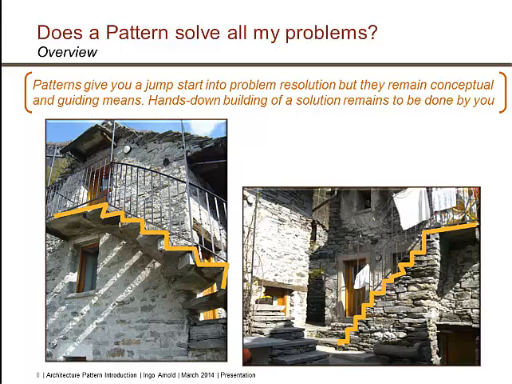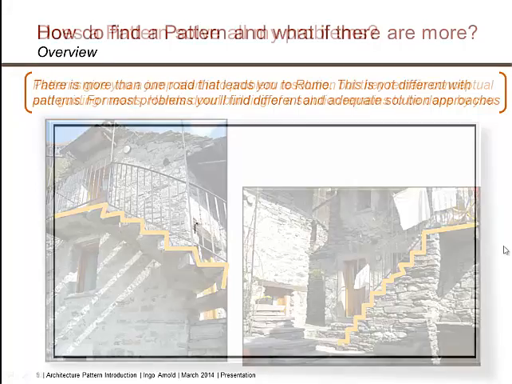Now we have understood that patterns are concepts and ideas that span a potentially infinite and very broad variety of respective realizations of them. Realizations like the stairs here in the Ticino canton. Well, now that we have done that, the big question remains: how would I actually find useful patterns, and what if there are more patterns than just a single one for a problem that I had to solve?